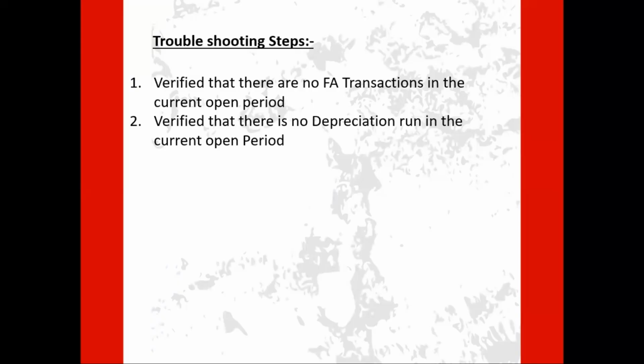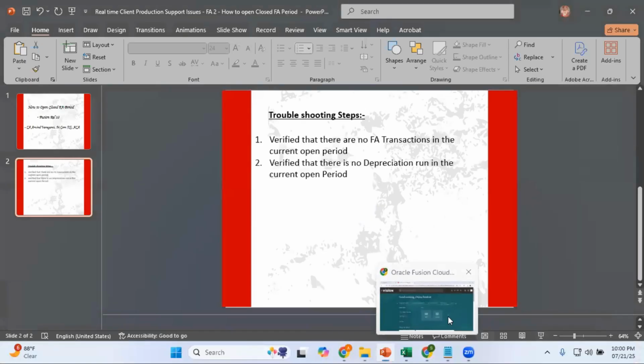In EBS, this was not possible, and in the earlier versions of Fusion, I believe until release 18A, you cannot reopen the previous FA period. But since release 18A, Oracle has provided a functionality through which we can reopen the previous period if these two conditions are satisfied. Now let me get into the Fusion environment and try to replicate this, and then I'll show you how we can resolve this issue.